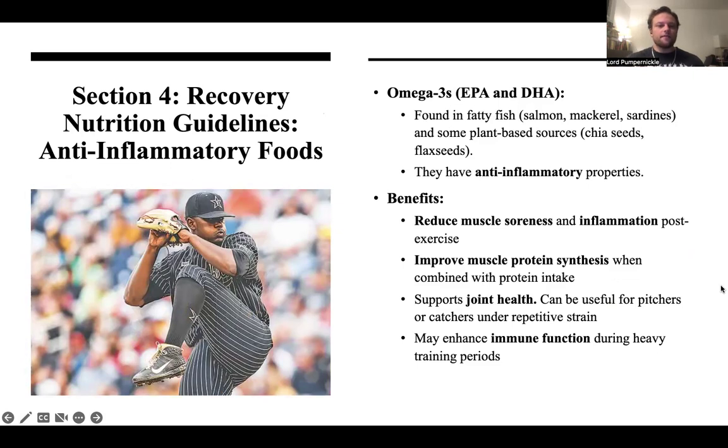Now we can look at some anti-inflammatory foods. Omega-3s are found in fatty fish and some plant sources. They have anti-inflammatory properties. They can reduce muscle soreness and inflammation, improve muscle protein synthesis, support joint health, and may enhance immune function during heavy training periods.